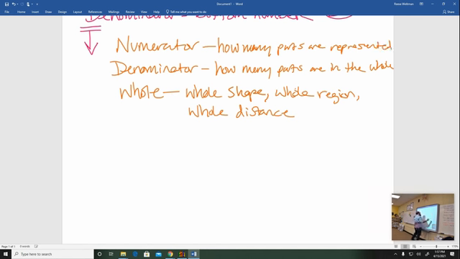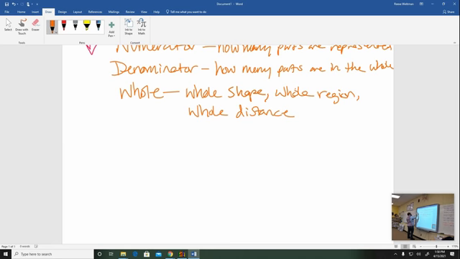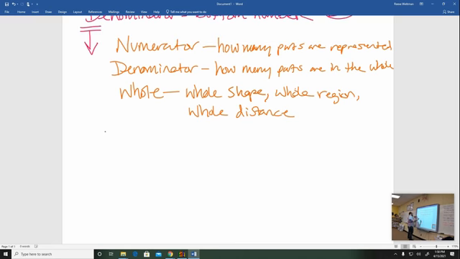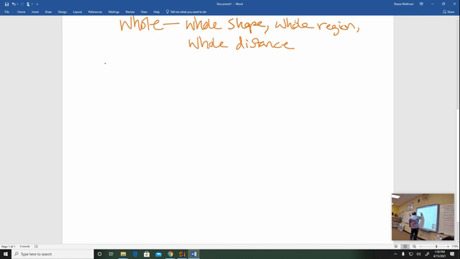Now, the numerator is how many parts are represented. Usually when you see this, that means how many parts are shaded. It could be how many parts are taken away, but it's how many parts are represented. When you look at a fraction, like our example above of 1/2, that would be 1 out of 2 parts. So 1 part represented out of 2, or 1/2, which is half of your whole. There's a relationship between all of those.